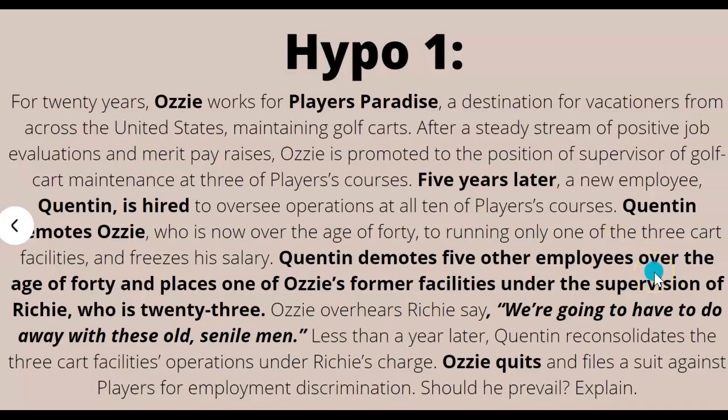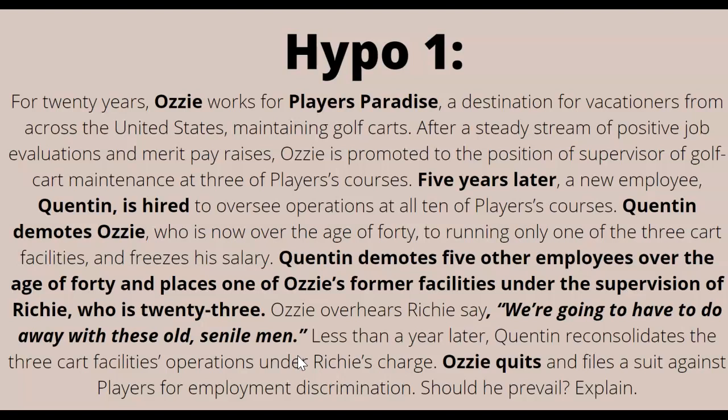Well, the facts will tell you that Quentin demotes 5 other employees over the age of 40 and places one of Ozzy's former facilities under the supervision of Richie, who is 23. So we've got a demotion, we've got a salary freeze, and then we take some of the facilities that were under Ozzy's supervision and put them under the supervision of someone who's younger. All right, that kind of stuff does happen in an organization.